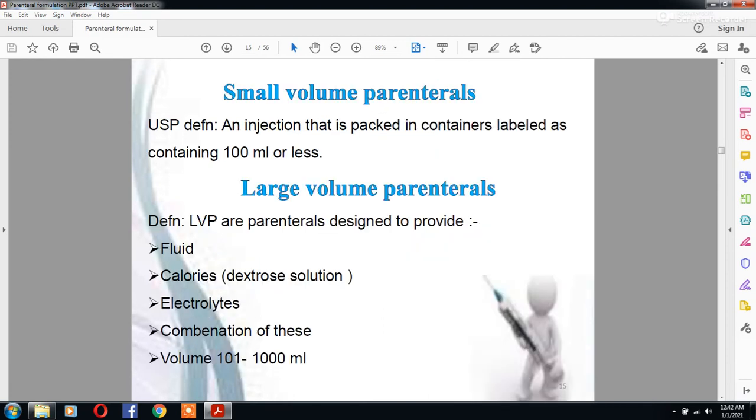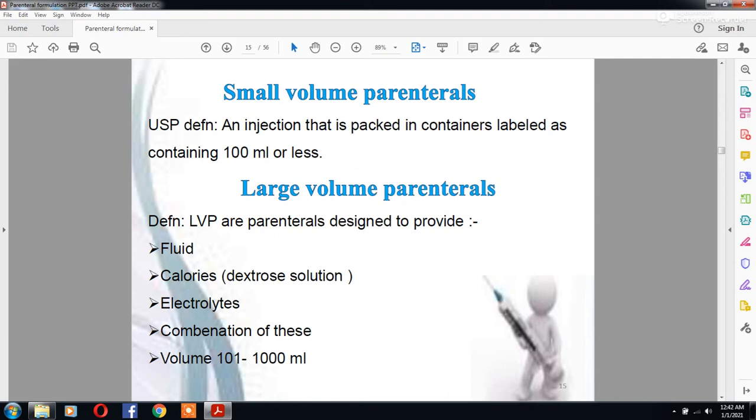Small volume parenterals, according to USP, United States Pharmacopoeia, are injections that are packed in containers labeled as containing 100 ml or less. Large volume parenterals, according to the classical definition, are parenterals designed to provide fluids and form drips.